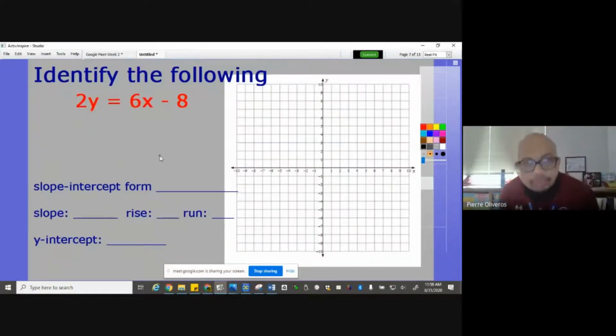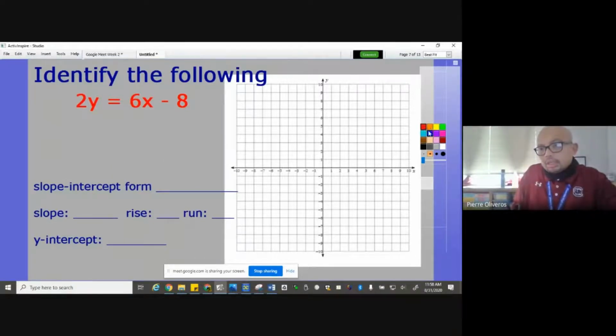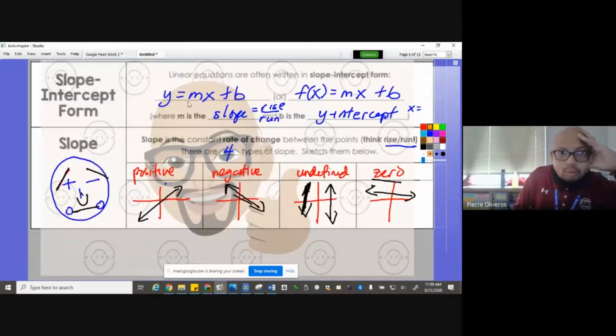So identify the following. We are given an equation, 2y equals 6x minus 8. We will find the slope intercept form. Going back, if we're looking for the slope intercept form, y equals mx plus b, the y is by itself. The number beside the x is your slope, and the one without the variable is your y-intercept, or b.